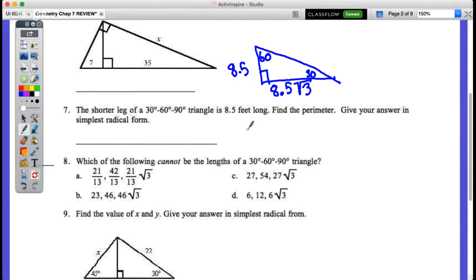8.5 times 2 is 17. Now, they want the perimeter in simplest radical form. Okay, this is a little tricky, but you have 3 terms. You have 8.5, you have 8.5 radical 3, and you have 17. Well, you can't add them all because you can't add unlike terms.